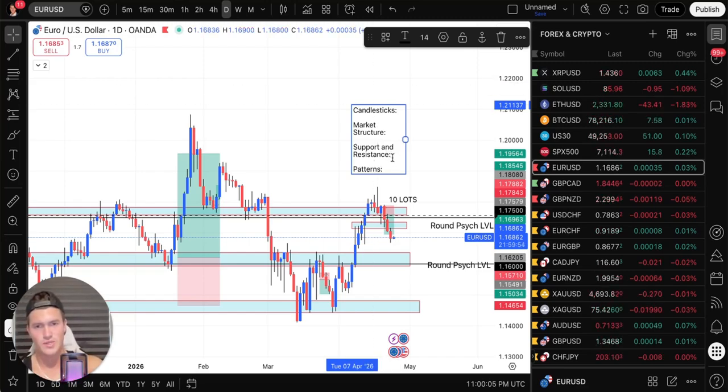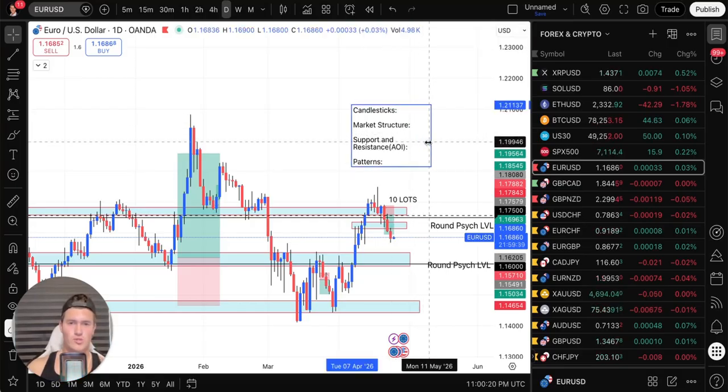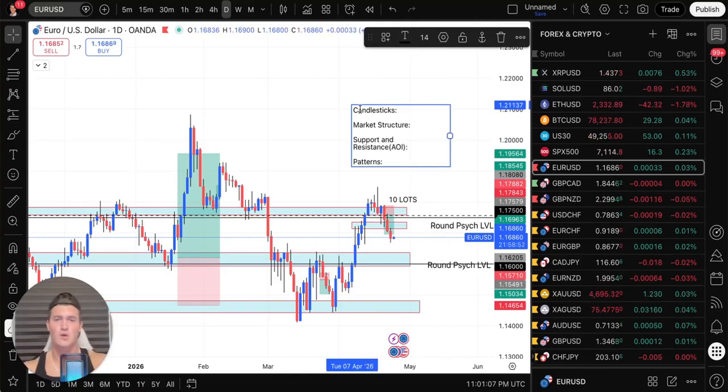So support and resistance is, well, basically the same thing as area of interest, which is the terminology that I am more familiar with. But support and resistance, area of interest, supply and demand zones, they're all the same thing. We're going to go over candlesticks, market structure, support and resistance, area of interest, and patterns.